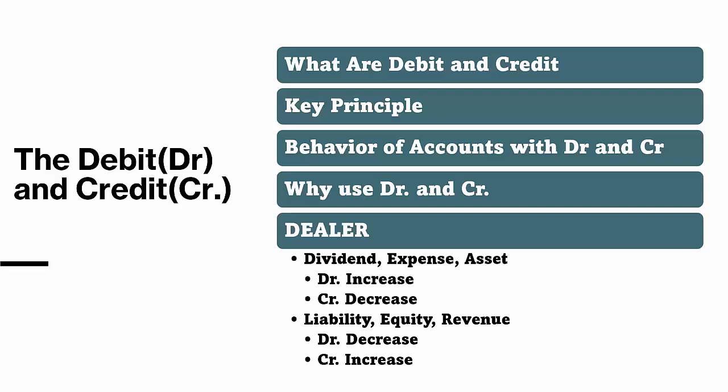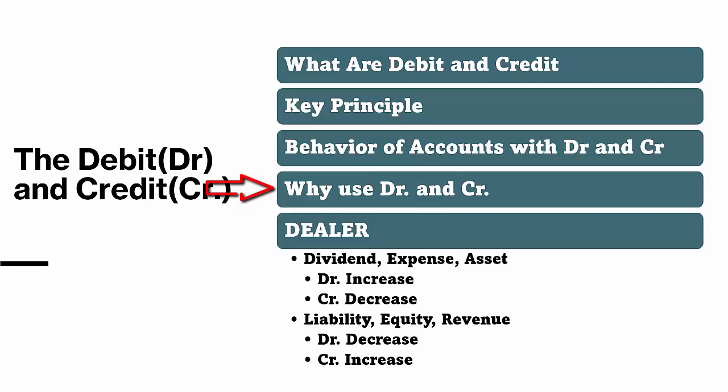Example 2: borrowing money from a bank. Now imagine the business takes out a $500 loan from the bank. This affects two accounts. 1. Cash, an asset, goes up because we're receiving cash. So we debit cash by $500. 2. Loan payable, a liability, also goes up because we now owe money to the bank. So we credit loan payable by $500.